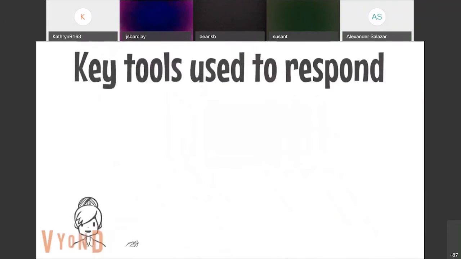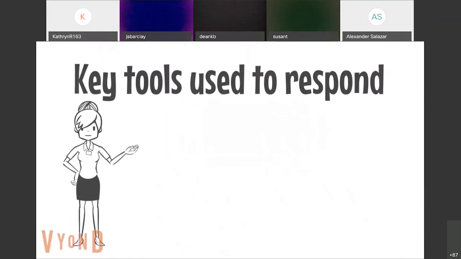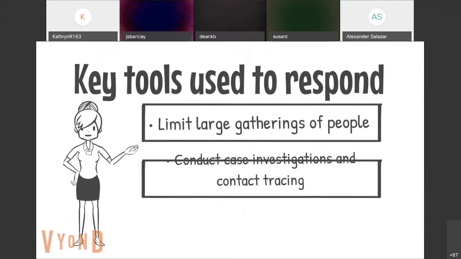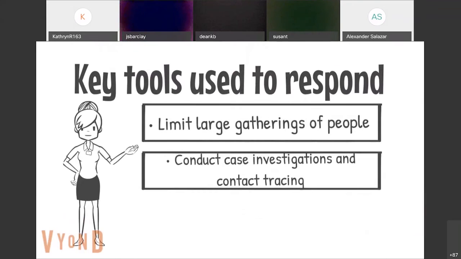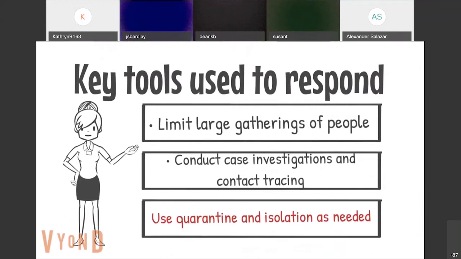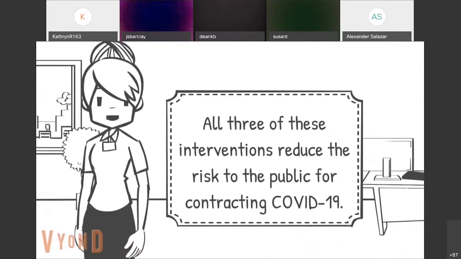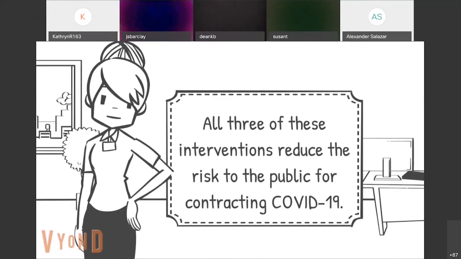The key tools used to respond to ongoing spread of communicable diseases are to limit gatherings of people, conduct case investigations and contact tracing, and use quarantine and isolation as needed. All 3 of these interventions reduce the risk to the public for contracting COVID-19.